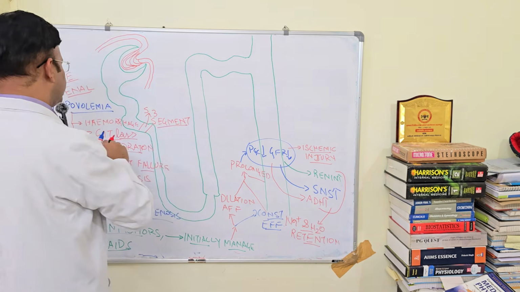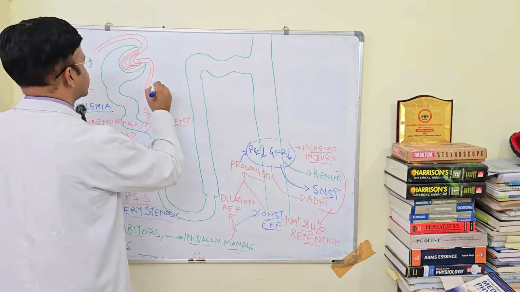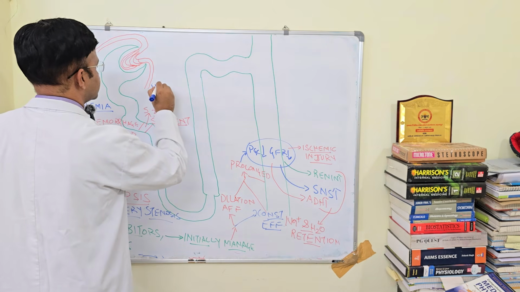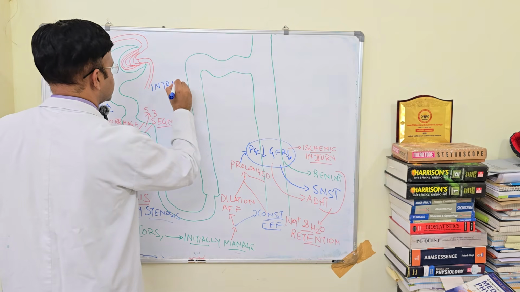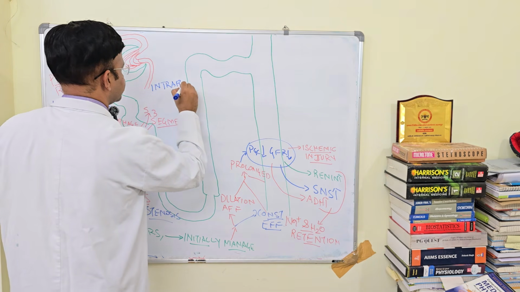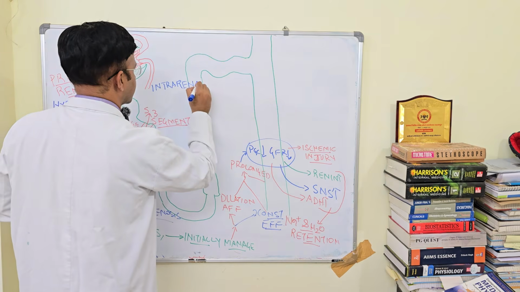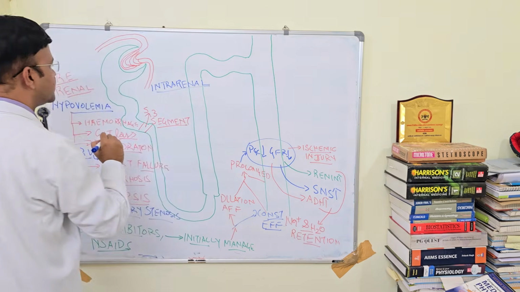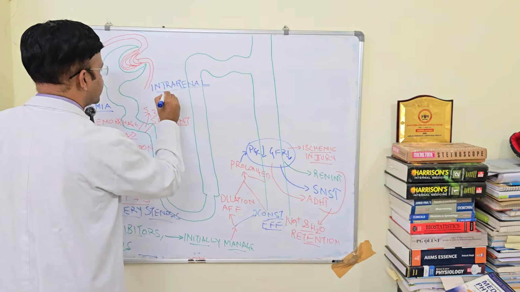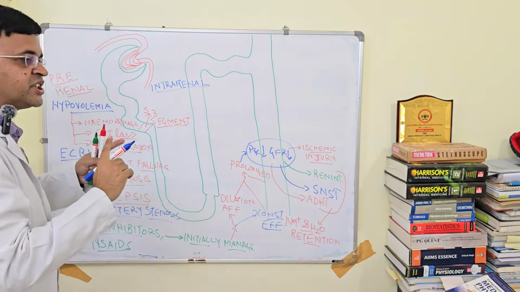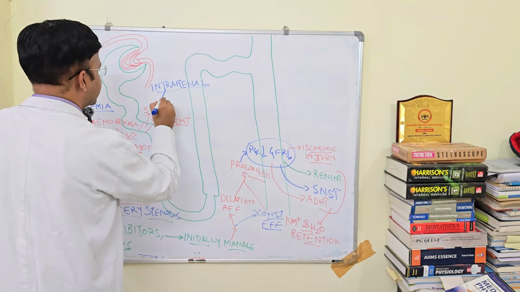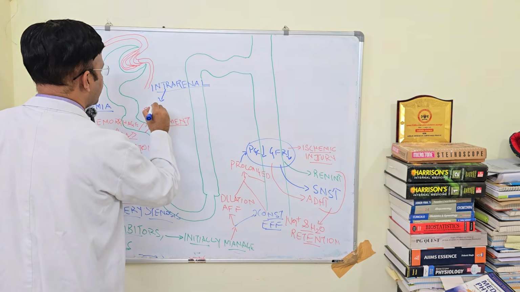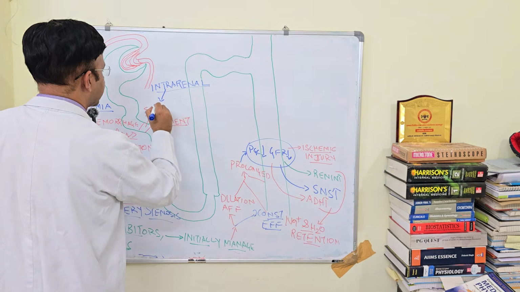Right? So let's write intrarenal. What is intrarenal going to do? In intrarenal, we have two varieties. One is ischemic and one is toxic, right? In the ischemic variety, this S3 segment will undergo hypoxic damage.